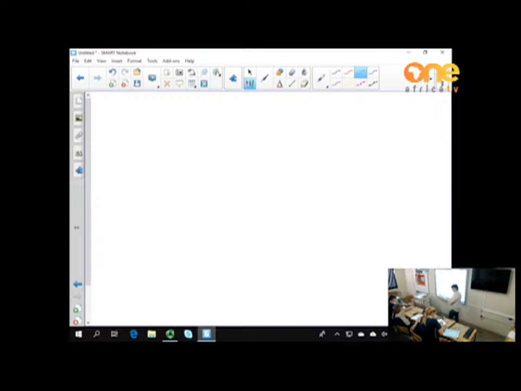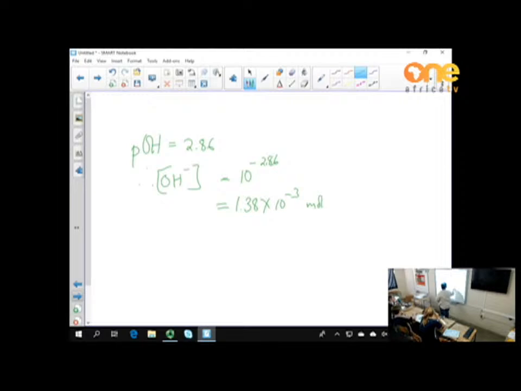What is the hydroxide ion concentration of a solution whose pOH is 2.86? Well, if the pOH is 2.86, then the hydroxide ion concentration is second function log. And that would be 1.38 times 10 to the power minus 3 moles per decimeter cubed. Okay. All right, we can stop there.